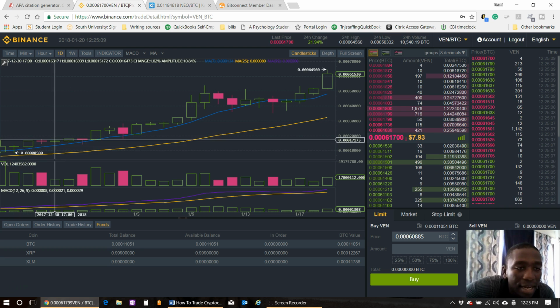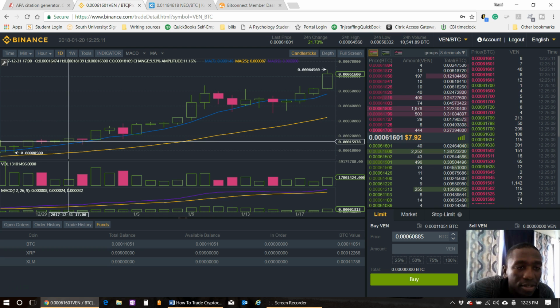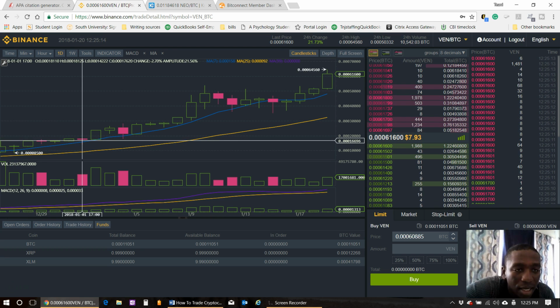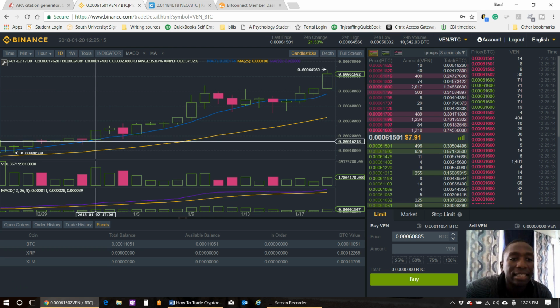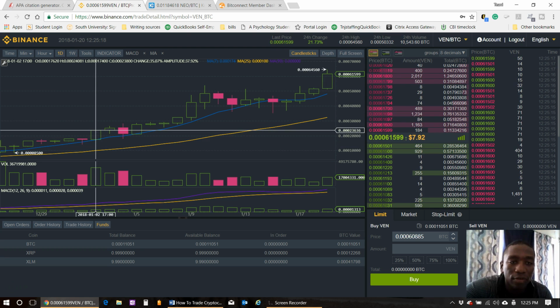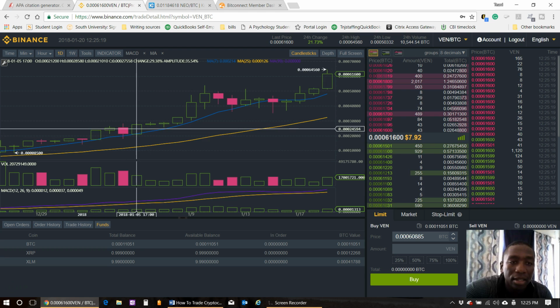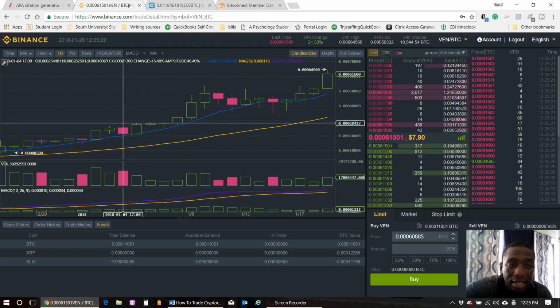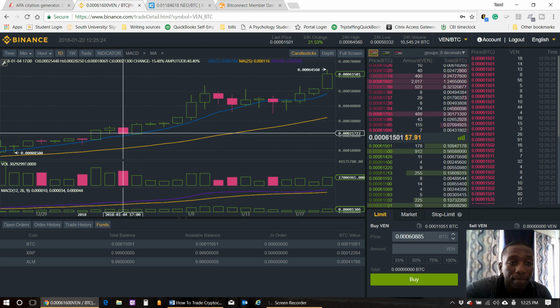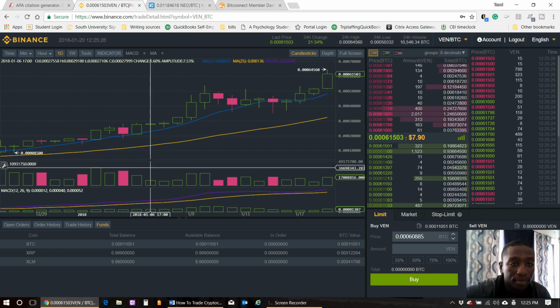So if you look right here, you see green, and then you see green, and then you see red. Now, remember what I said. This is the open, this is the close for the green, and then this is the open for the red, and this is the close for the red. Now, look at this pattern.